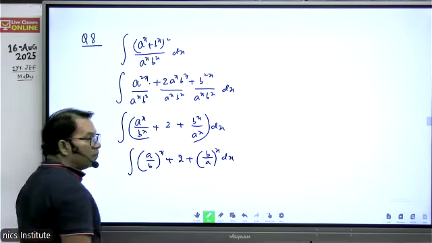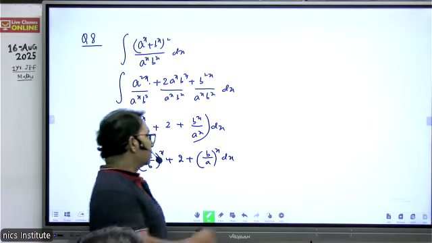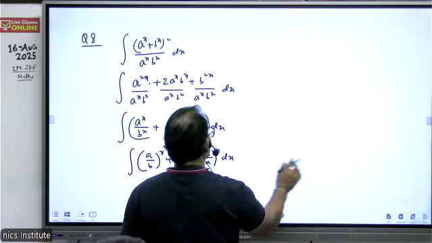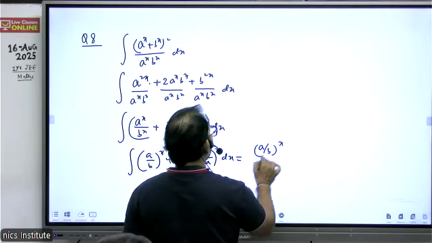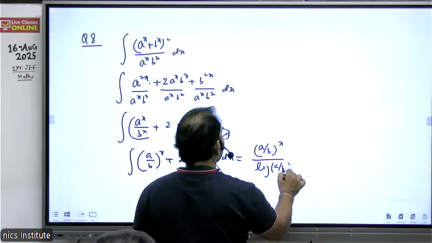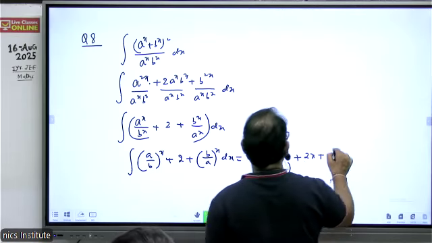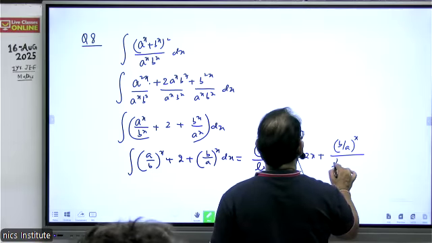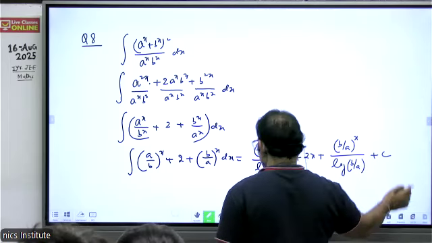Now over here, which formula you have to use? The log a wala formula for a to the power x you have to use. So this would be log of a to the power x by log of a, which is a by b. Integration of 2 would be 2x. This would be b by a raised to power x by log of b by a. And don't forget to write c.